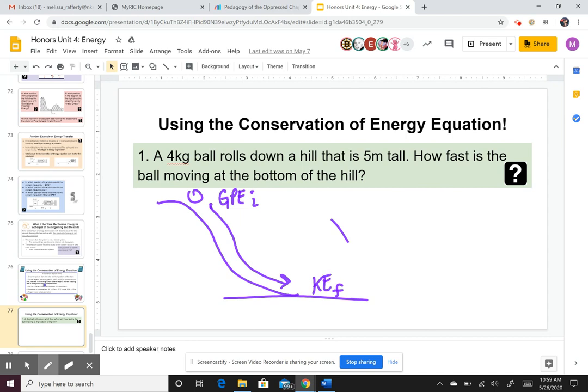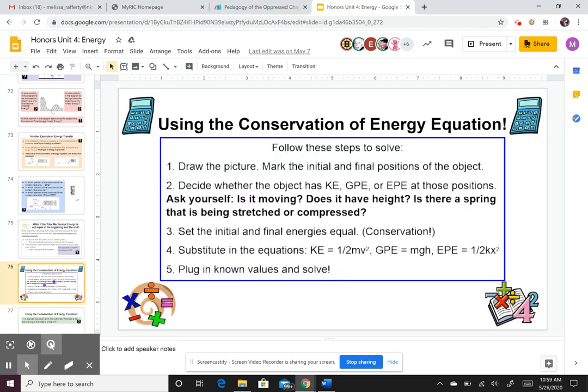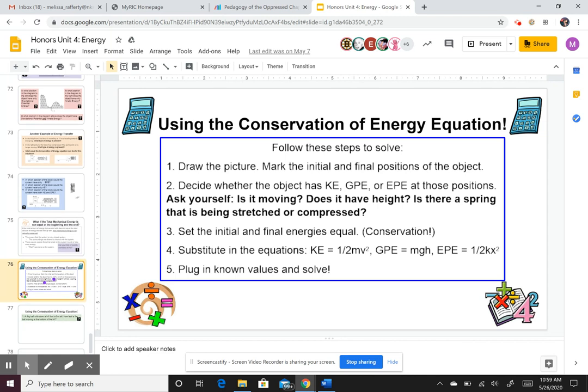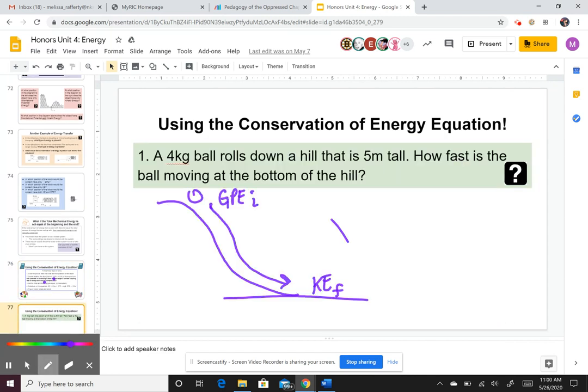Okay, so then if you go back to your steps, we did step 1 and 2. Step 3 is to set the initial and the final energies equal. Substitute in the equations and then plug in the known values and solve. So if we go back here, I'm going to set the 2 energy types equal. I'm going to substitute in my equations.